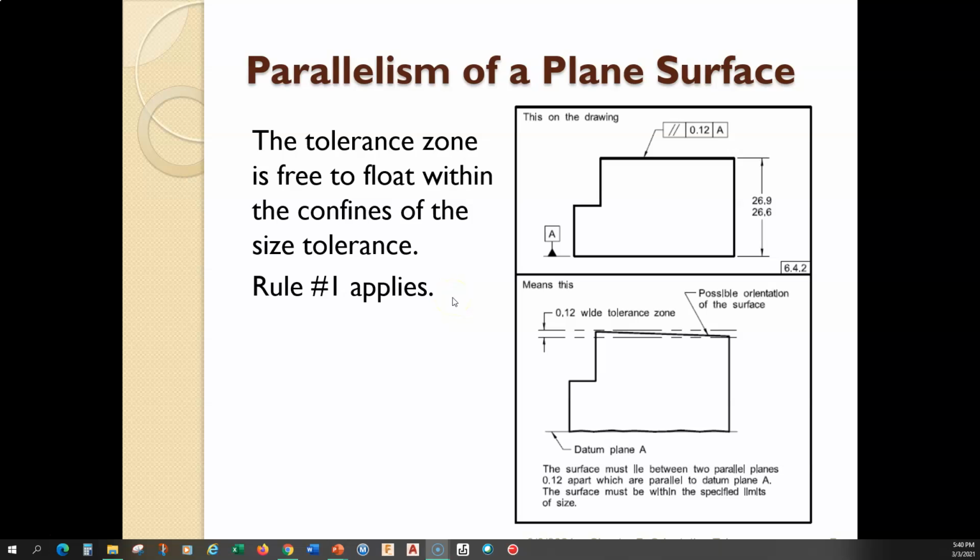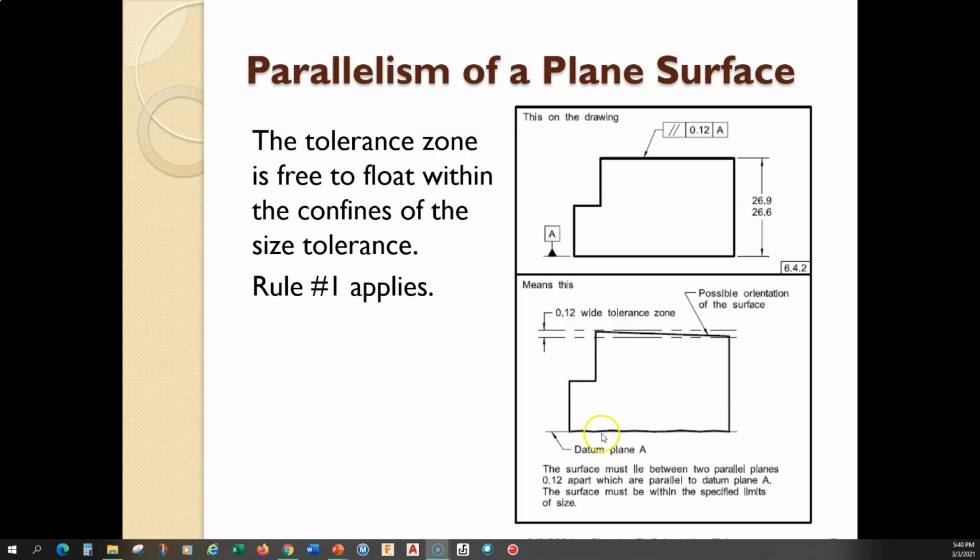All right. The second tolerance that we're going to look at is the parallelism tolerance. Basically this should be very straightforward. We want to say that this top surface is parallel to the bottom. So how do we do that? Well, we call the bottom surface datum A, and we point to the top surface and say this top surface needs to be parallel to datum A, and then we specify the tolerance zone. In this case, 0.12 millimeters.